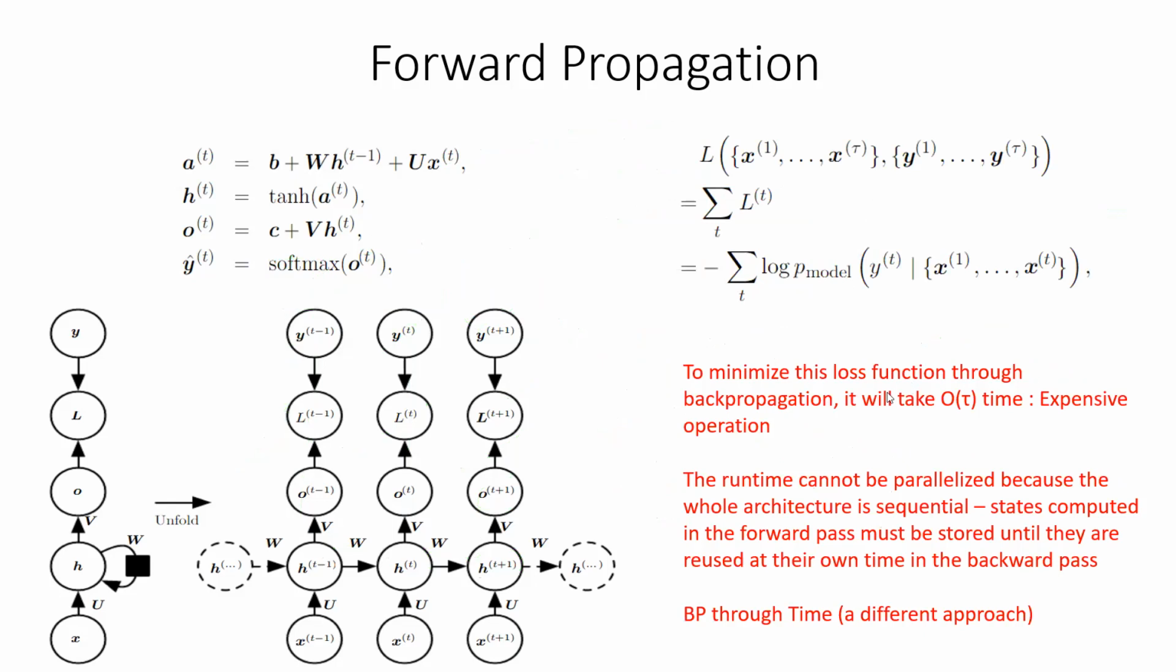So to minimize the loss function, it will take, हाँ ये थोड़ा सा यहाँ पे गड़बड़ हो जाती है. अगर हम ट्रेडिशनल back propagation algorithms से चलें, so it is going to take order of tau time, where tau is the number of timestamps, which is a very expensive operation. The runtime cannot be parallelized because the whole architecture is sequential. ये हमारा problem है. States computed in the forward pass must be stored until they are reused at their own time in the backward pass. So we have to use back propagation through time, which is a different approach.